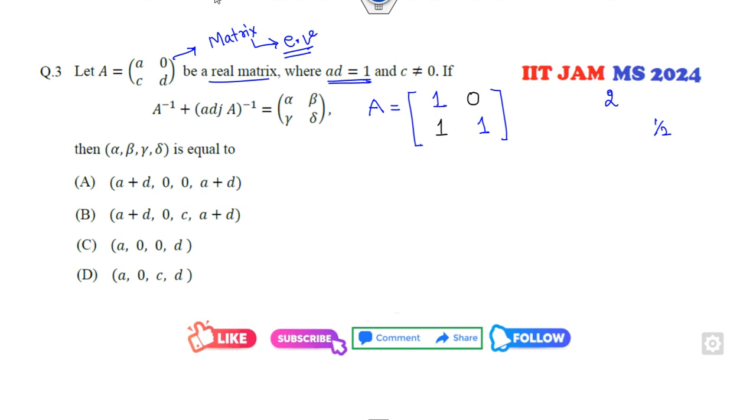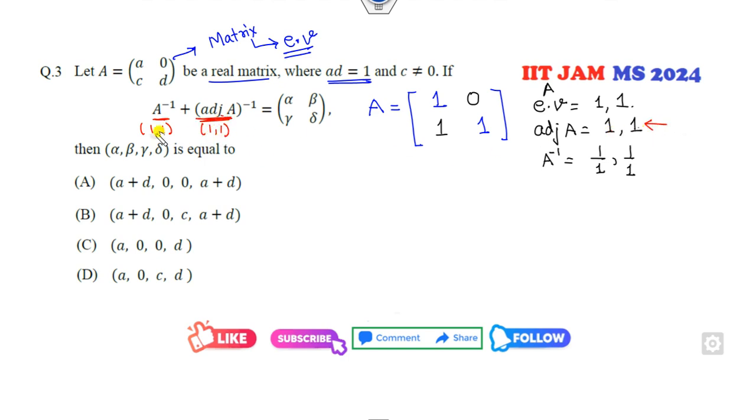Then what are the eigenvalues of A? They are 1, -1. This is the eigenvalue of A. What is the eigenvalue of the adjoint of A? Adjoint of A and eigenvalue of A are always the same. What is the eigenvalue of A inverse? 1 over 1, 1 over 1. So I can substitute here. The eigenvalues of this are 1, 1, and the adjoint of A and the inverse also have eigenvalues like this. So the left hand side has eigenvalue 2, 2, so it means the right hand side also has the eigenvalue 2, 2.